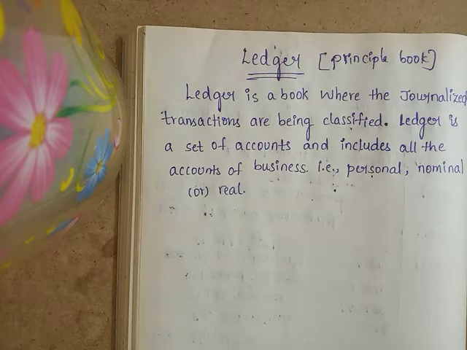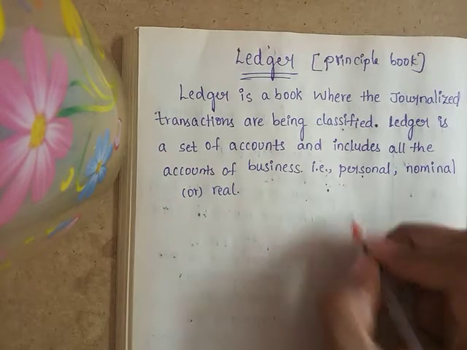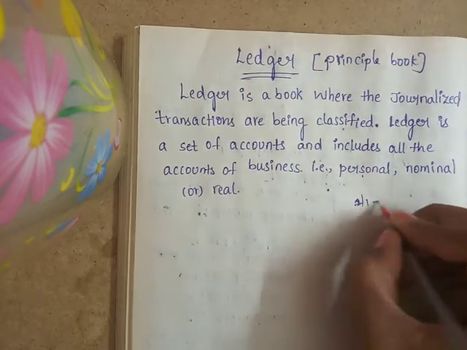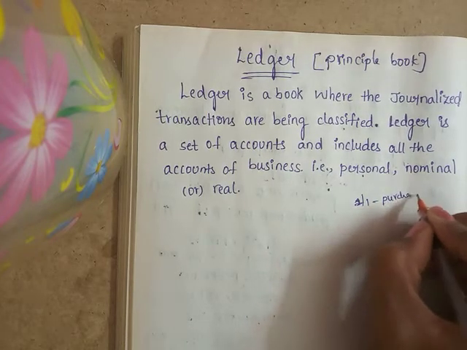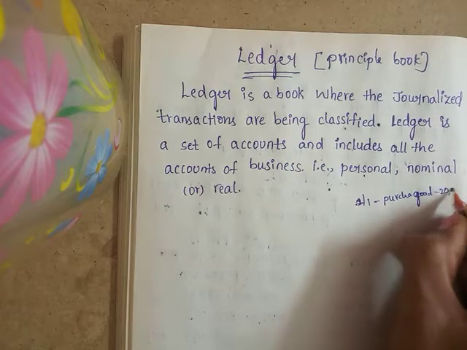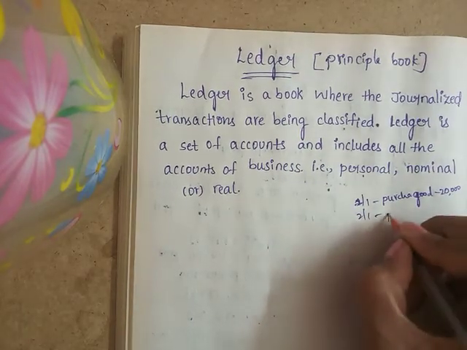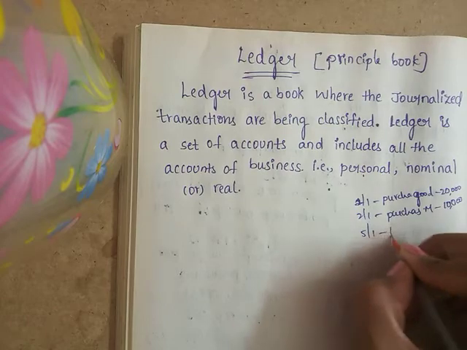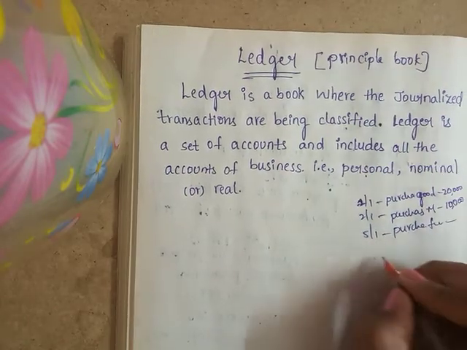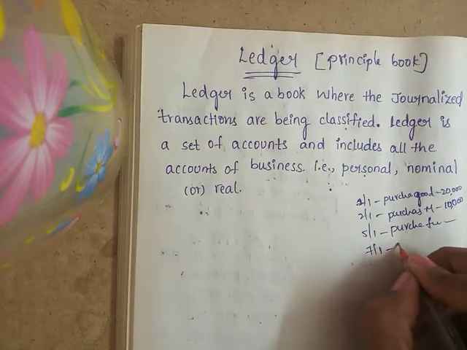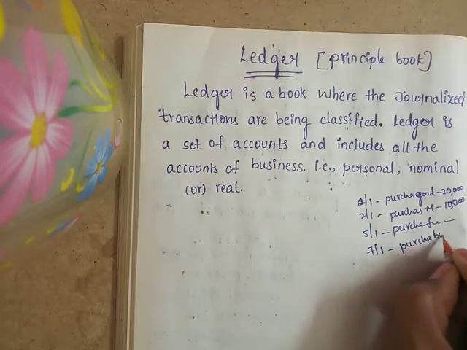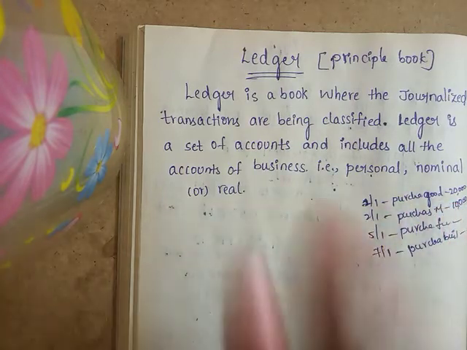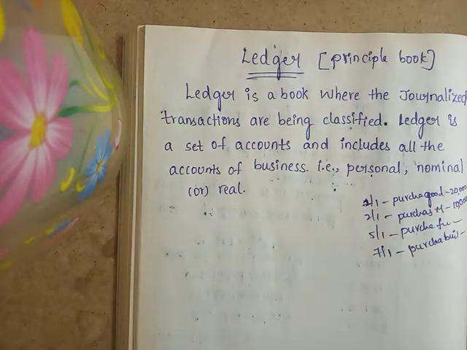Suppose, see here, today is first January. On first January, purchases goods rupees 20,000. On 2nd January, purchases machinery 10,000. Next, 5th January, purchases furniture, and 7th January, purchase building, some amount of rupees. For each transaction we have two entries: one is debit and the second one is credit, so two aspects.